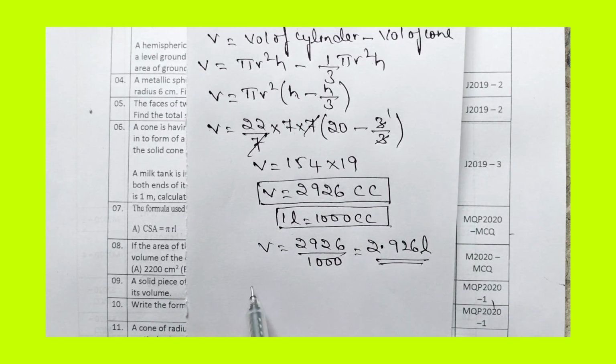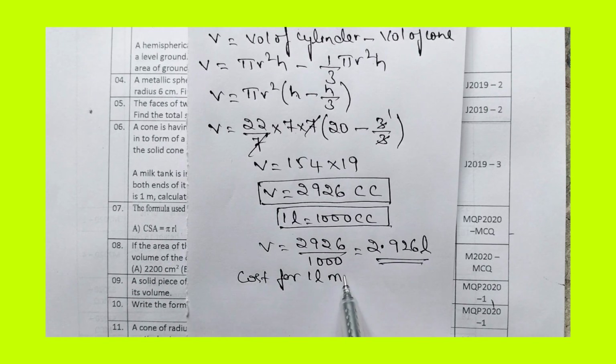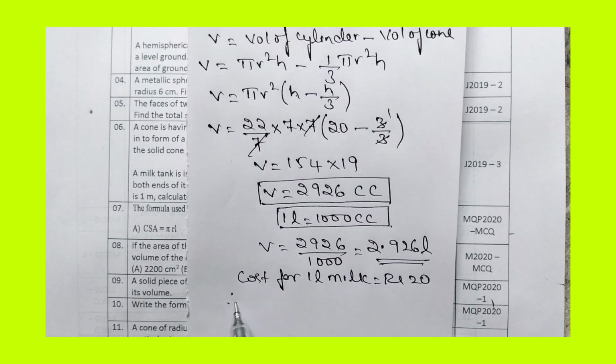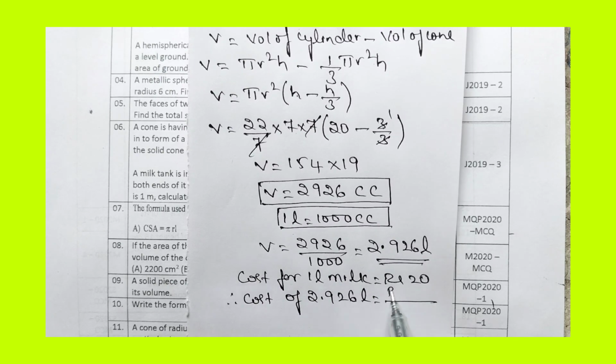Now we have to calculate the cost. Cost for 1 liter of milk is equal to rupees 20. Therefore, cost of 2.926 liters is equal to dash rupees.